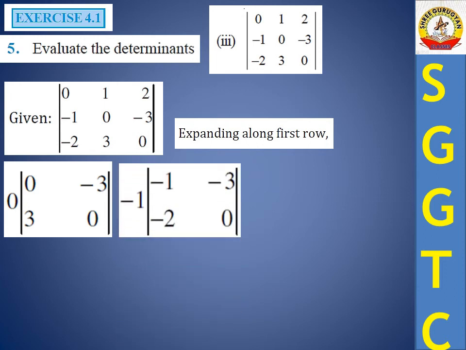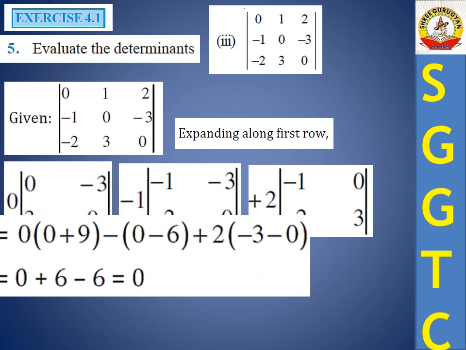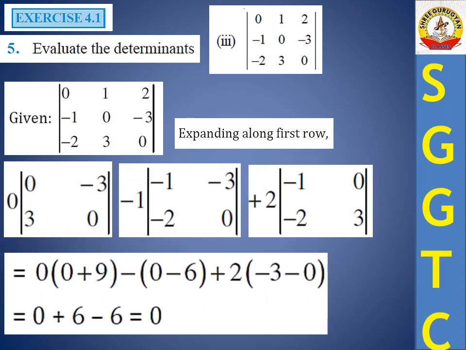Same as minus of value apply 1, then remaining values minus 1 minus 3, minus 2 0, and at the last 2 utilize, then remaining values minus 1 0, minus 2 3, and after that calculate principal diagonals minus secondary diagonals and further calculate, definitely you get the value 0 plus 6 minus 6. Yes students, my answer is 0 only.